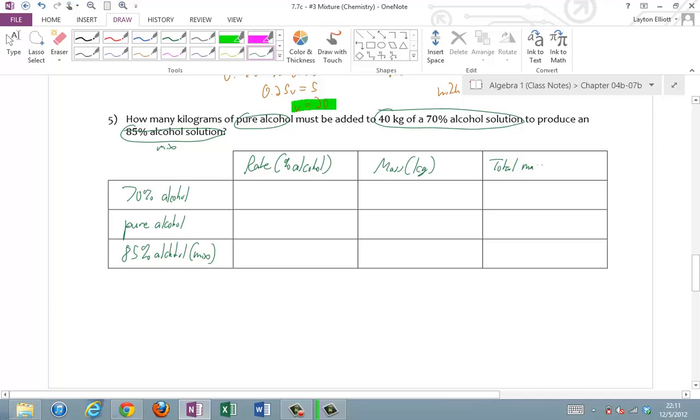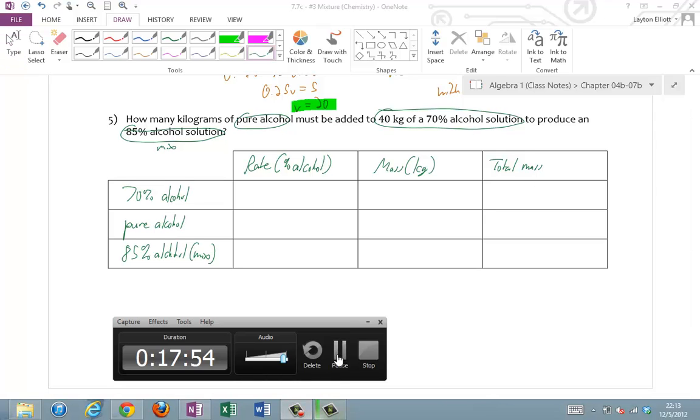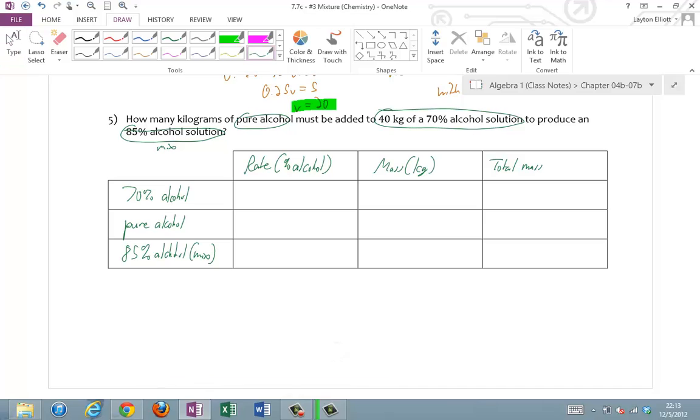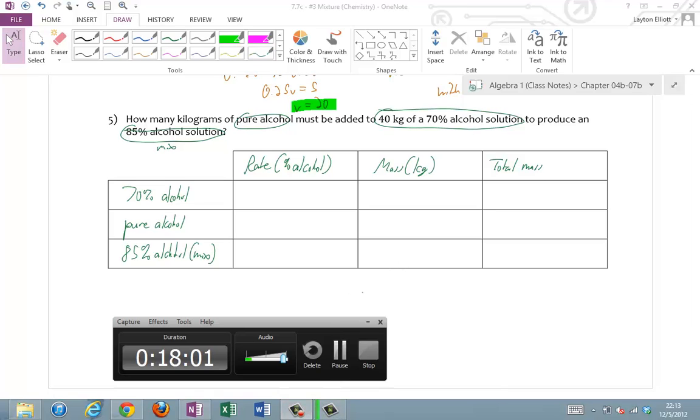Multiply 0.7 times 40 is, not 2.8, 28. 1 times x is x. Split the cell and I get 0.85 times 40 plus x equals 28 plus x. And now we solve. 0.85 times 40, 34 plus 0.85x equals 28 plus x.